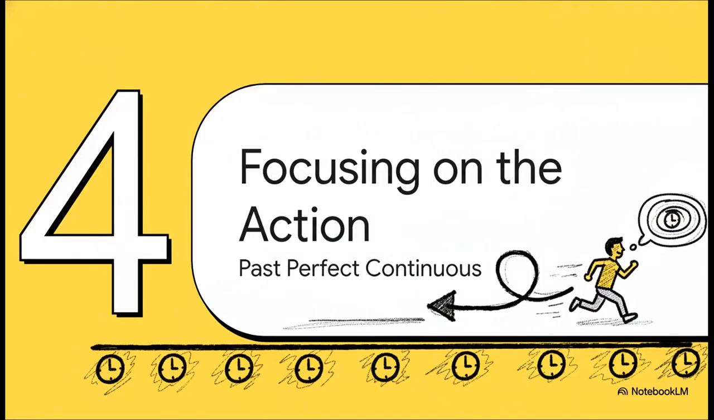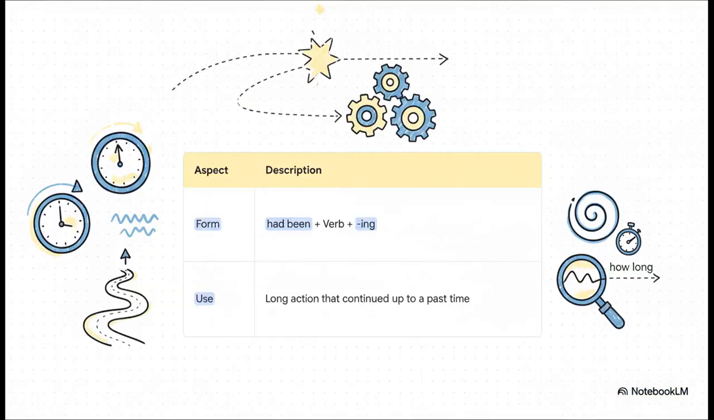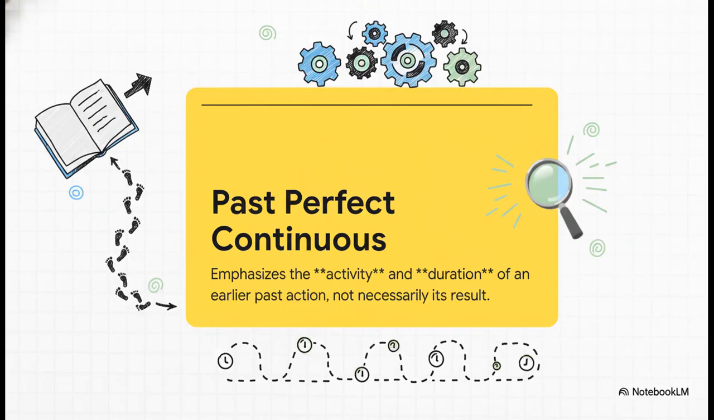Okay, time for our final and probably most nuanced tool. What if the result of that earlier action doesn't really matter, but the duration does? If you want to put the emphasis on how long something was happening, you're going to need the past perfect continuous. The pattern here is had been plus the verb with ing, and its whole purpose in life is to shine a big spotlight on the duration, the how long, of an activity that was going on before another past event kicked in.